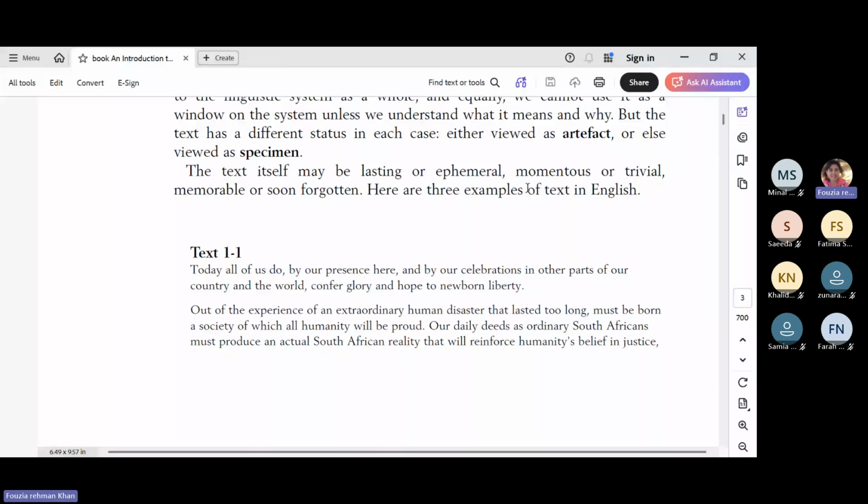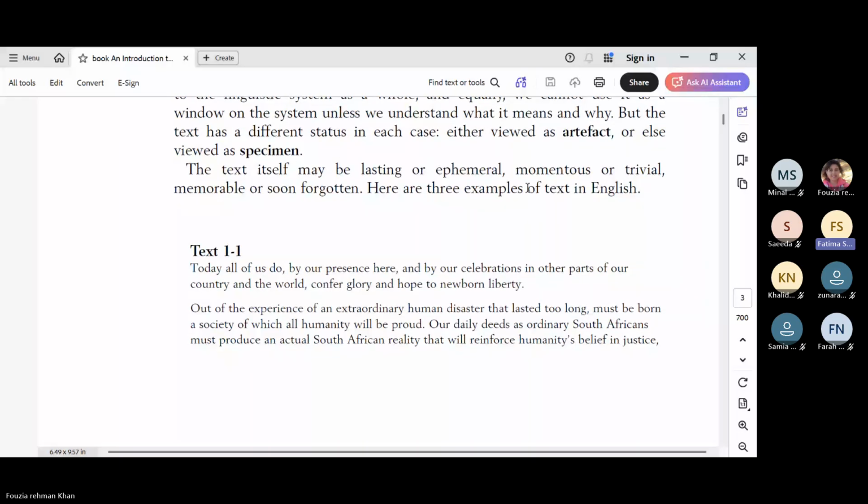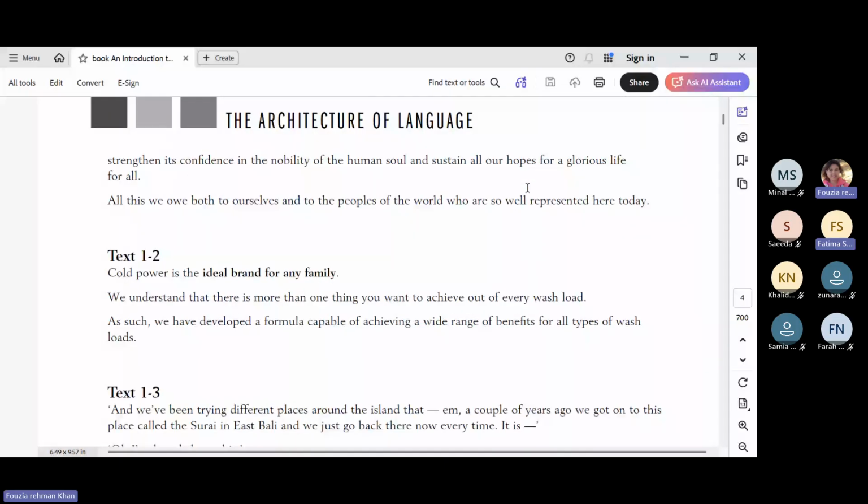Should I read? Yeah, please, quickly. Today, all of us do, by our presence here and by our celebrations in other parts of our country and the world, confer glory and hope to newborn liberty. Out of an experience of an extraordinary human disaster that lasted too long, must be born a society of which all humanity will be proud. Our daily deeds as ordinary South Africans must produce an actual South African reality that will reinforce humanity's belief in justice, strengthen the confidence in the nobility of the human soul and sustain all our hopes for a glorious life for all. All this we owe both to all of ourselves and to the people of the world who are so well represented here today. What mode is this?